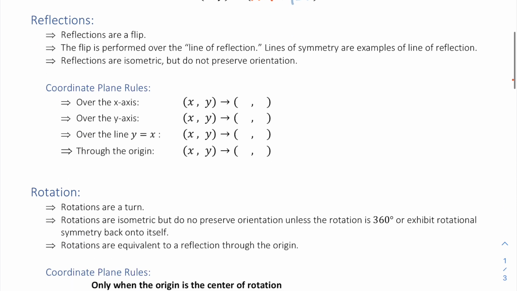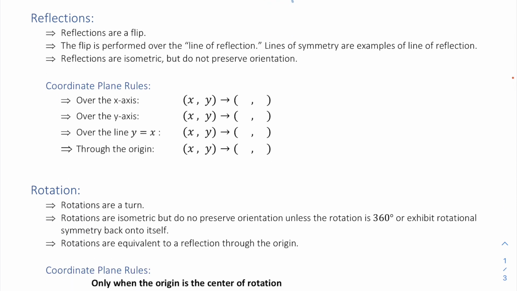Now, reflections are where it can get a little bit more tricky. When you're looking at reflections, this is a flip. A flip is performed over a line of reflection. Lines of symmetry are examples of reflections. Reflections, again, are isometric, so they preserve the size and shape of whatever we are reflecting.